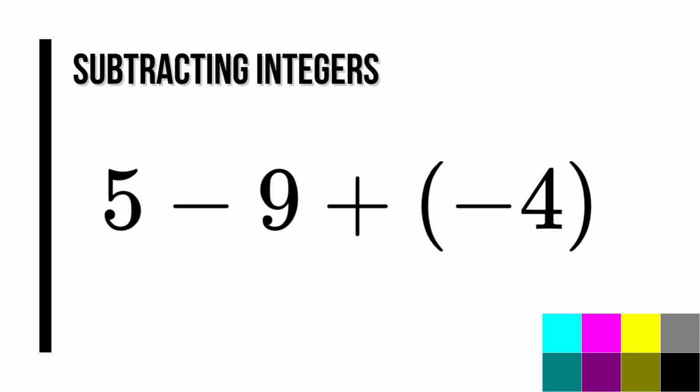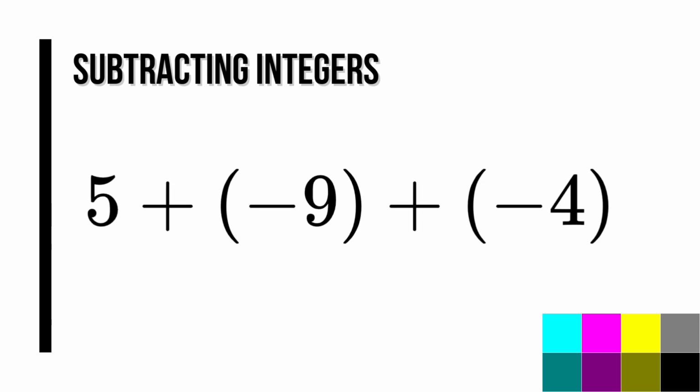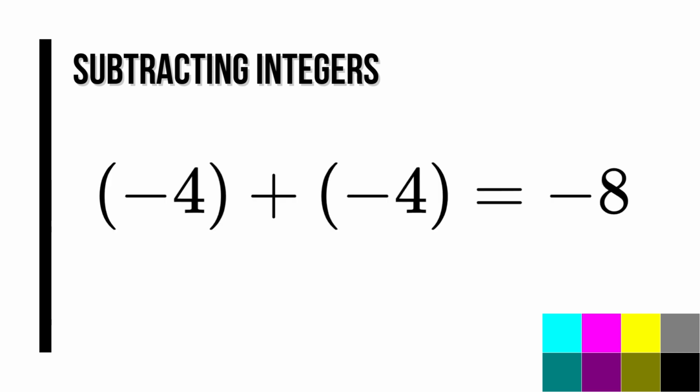So here we have 5 minus 9 plus -4. So what to do is change the minus to a plus negative. Then we could either use the commutative property of addition, or we can just go from left to right as normal. So let's do 5 plus -9 first. To do this, we do 9 minus 5, that is 4. Then we take the negative because -9 has a larger absolute value, so that is -4. Now -4 plus -4 is simply -8.